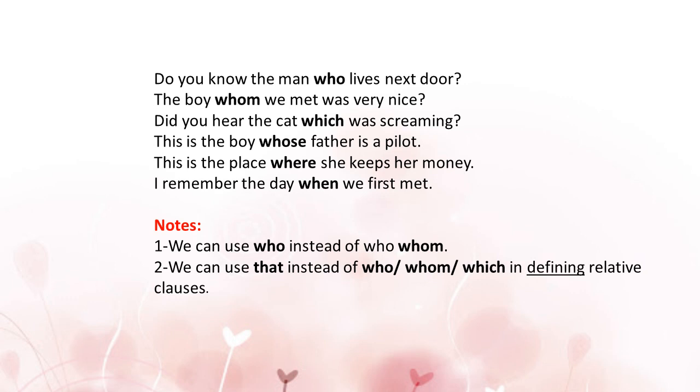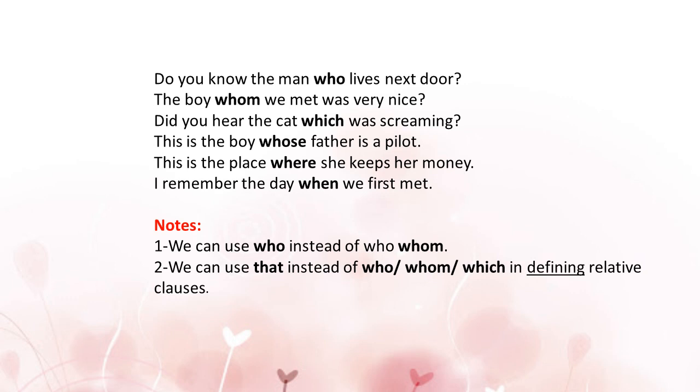Next, this is the boy whose father is a pilot. This is the boy whose father. So here we use whose because we have the word father, and it belongs to the boy. Whose father? It's not subject, it's not object, it's possession. Something belongs to the boy, or his father. So father belongs to the boy. We are not talking about the boy, we are talking about his father. So this is the boy whose father is a pilot.